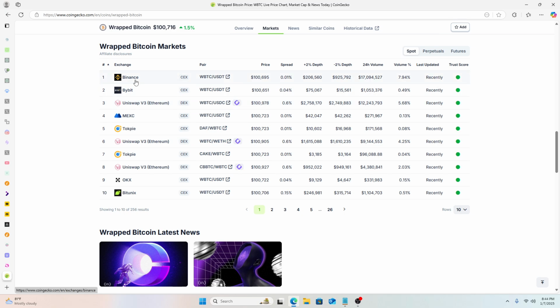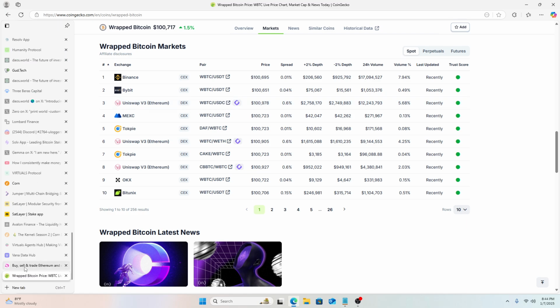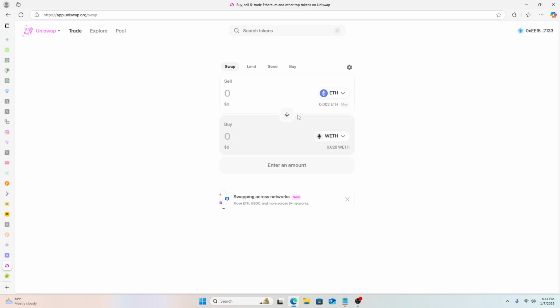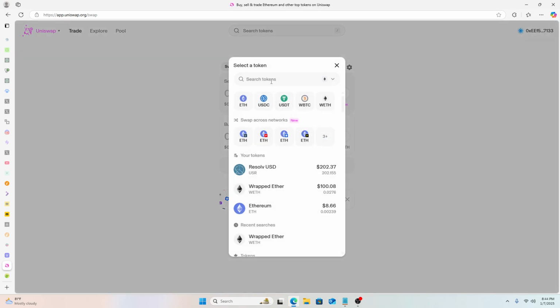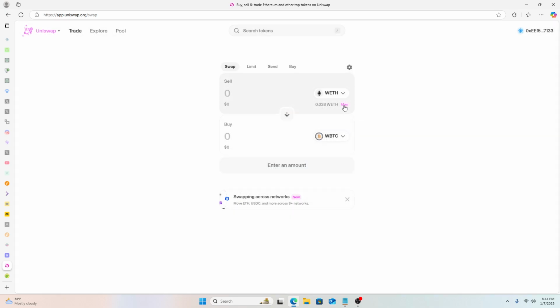So I would have withdrawn BTC on Binance to the Ethereum chain. Okay, there's the option of swapping, but I don't think I have enough fees to implement that. So the best method is, let's say I was to swap wrapped ETH for wrapped BTC. I don't know how much it will cost.